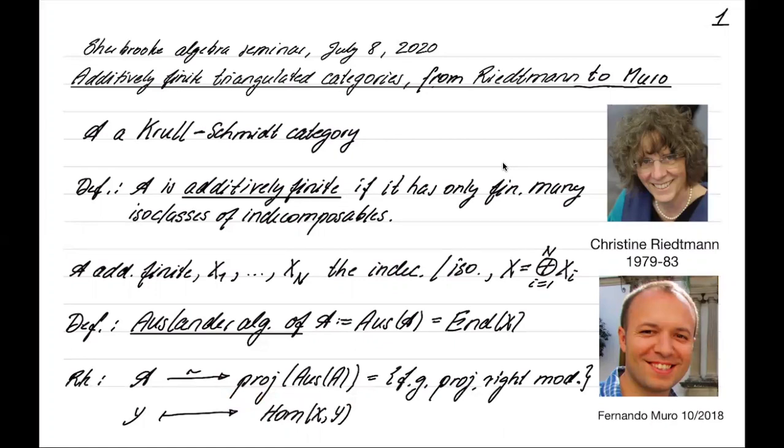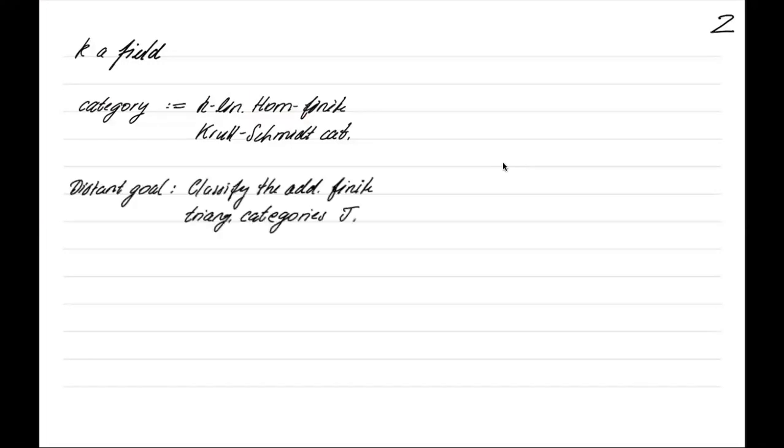So now let's become more specific. Let us fix K a field, and from now on, by a category, I will always mean a K-linear Hom-finite Krull-Schmidt category. So morphism sets in this category are finite dimensional vector spaces. Okay, and then a distant goal would be to classify the additively finite triangulated categories T in this sense. Now, why is this an interesting problem? It's an interesting problem because there are interesting classes of examples of such categories.